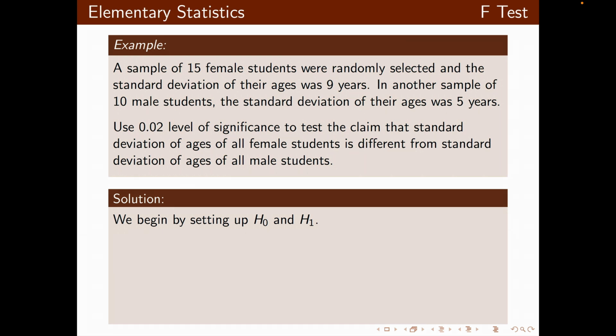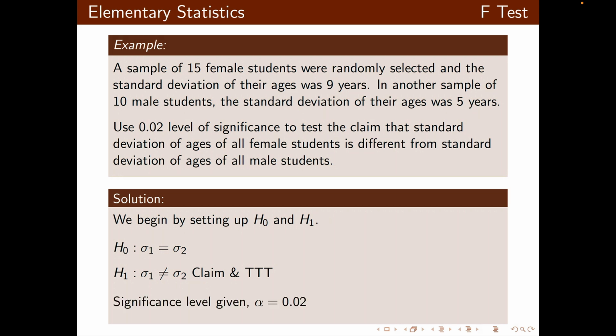We set up H0 and H1. The null hypothesis will be that sigma 1 is equal to sigma 2. The alternative hypothesis will be sigma 1 not equal to sigma 2. In other words, they are different. That's the claim, and this will be two-tail test. The significance level this time is given, so alpha is 0.02.